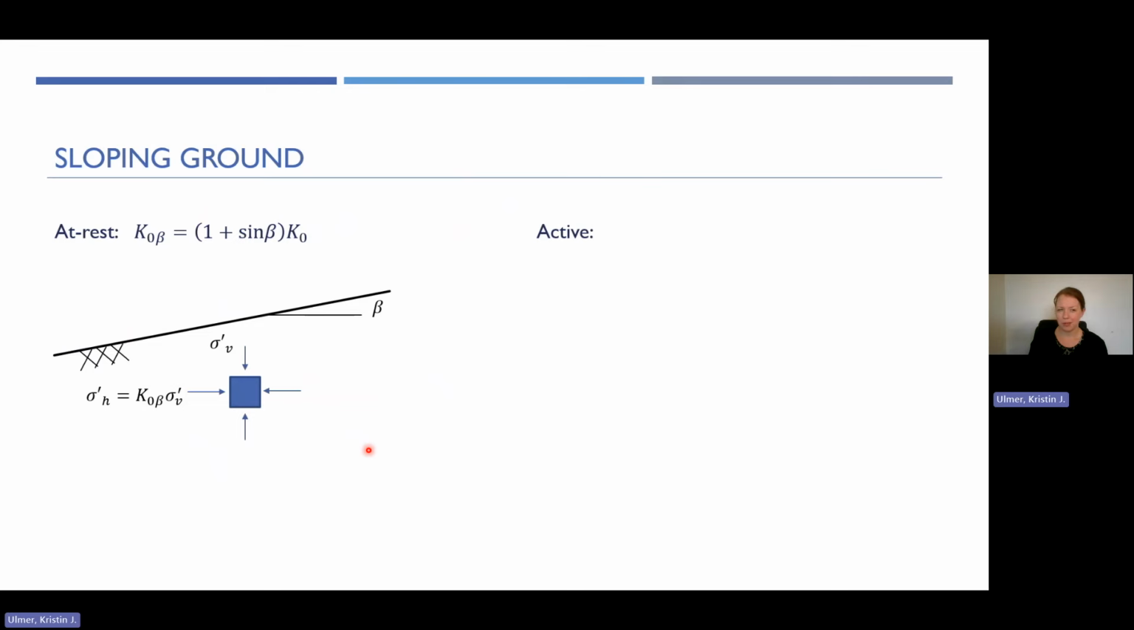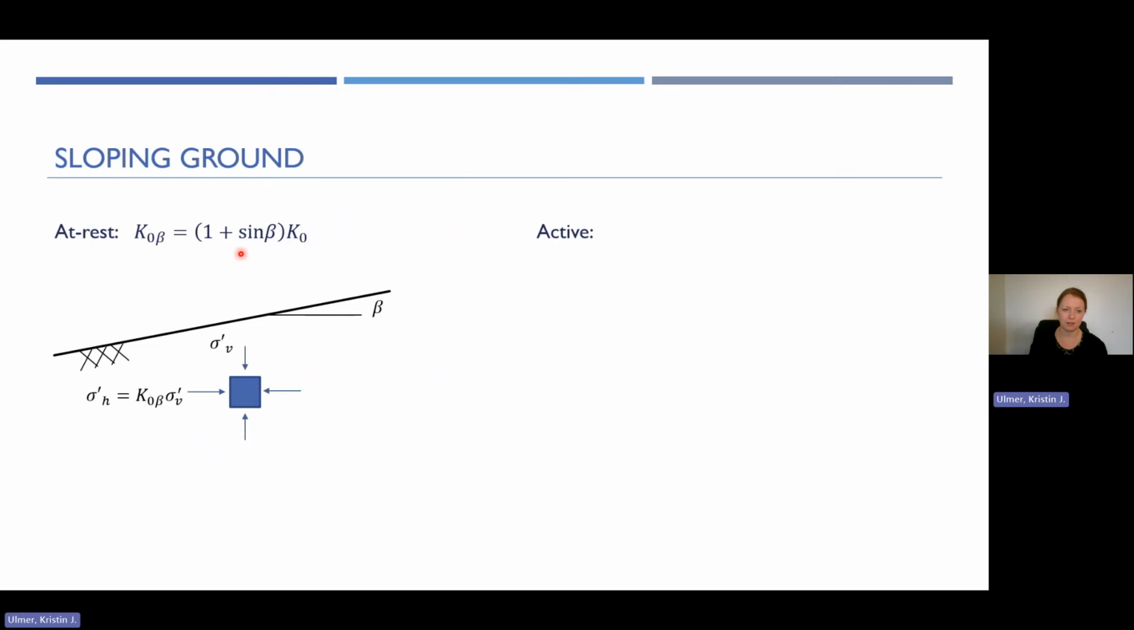So what happens if your ground isn't level? All the equations we've shown to this point are assuming level ground. There are a couple of modifications you can make to these lateral earth pressure coefficients, these K values, to account for sloping ground. If we're talking about at-rest conditions, for example, your earth pressure coefficient for slope of beta, all you do is you take your equation for the at-rest condition and multiply it by 1 plus sine beta.